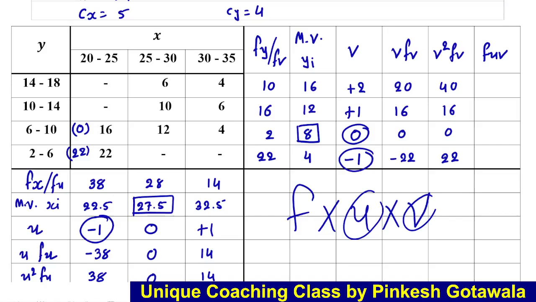Now this side, 6, 6 into +2 and 6, 0. 6 into 0 into +2. So what would be the answer? Answer would be 0.